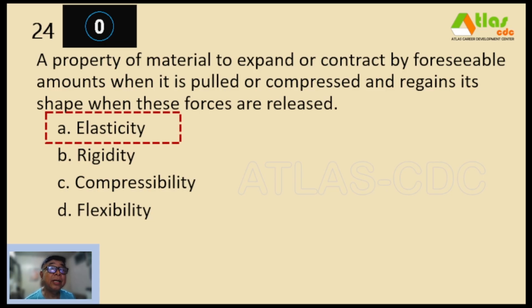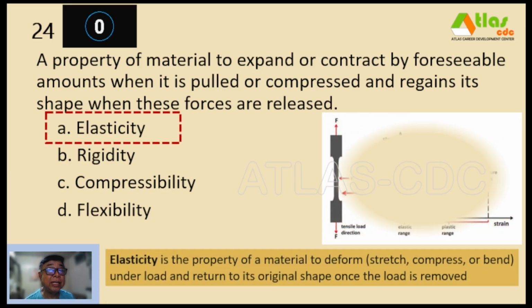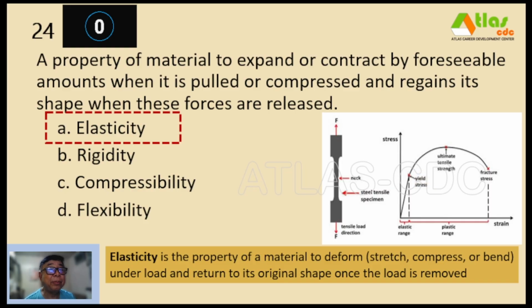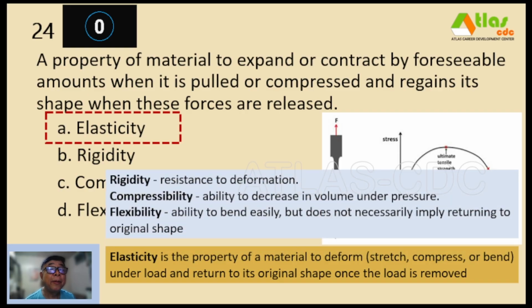And our correct answer is letter A, elasticity. So elasticity is the property of a material to deform, that is stretch, compress, or bend under load and return to its original shape once the load is removed. On the other hand, rigidity is the resistance to deformation. Compressibility is the ability to decrease in volume under pressure. And flexibility is the ability to bend easily, but does not necessarily imply returning to original shape.